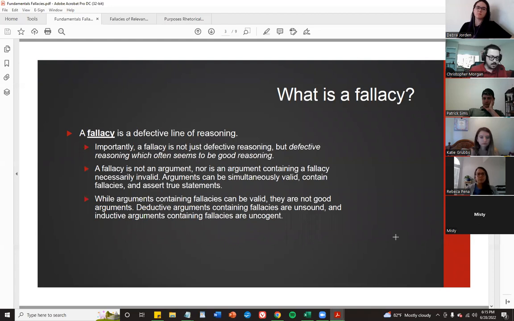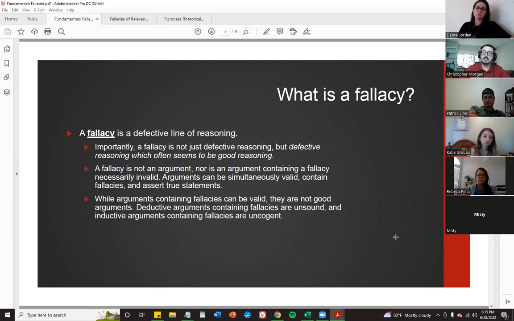So first of all, start at the ground floor. What is a fallacy? I define a fallacy as a defective line of reasoning. And importantly, it's not just a defective line of reasoning, but it's defective reasoning that appears to be good reasoning. Fallacies can be very persuasive. Just because something is persuasive doesn't make it true, and it also doesn't make it a good argument. It also does not even make it an argument. Again, fallacies and arguments are different things.